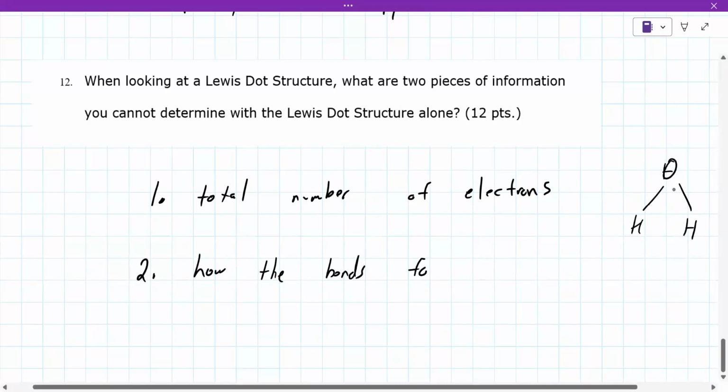The second thing is how the bonds form. I think that means who's gaining versus losing electrons. We don't know. We just know that they're shared. We don't know when they break apart who's going to get one or who's not. So we don't know which bond is going to gain or lose an electron. We don't know if hydrogen lost one or gained one, or oxygen lost one or gained one.